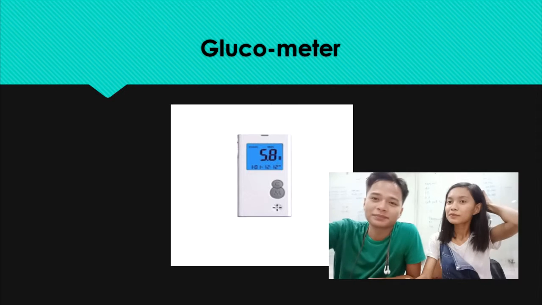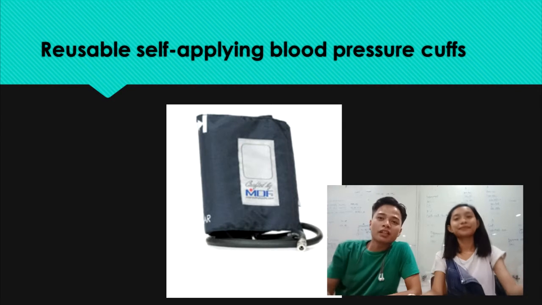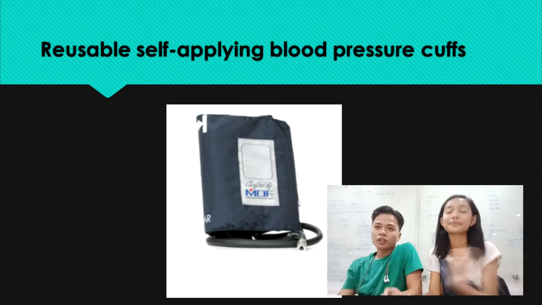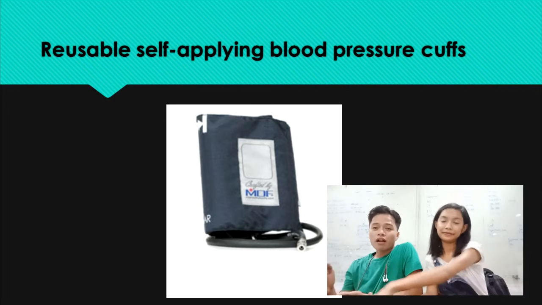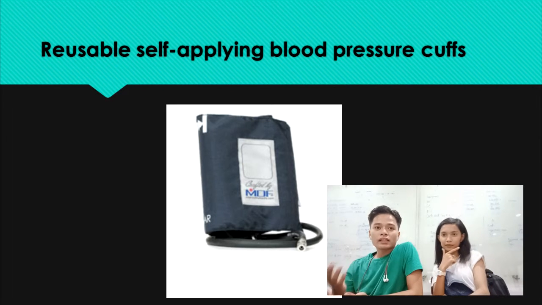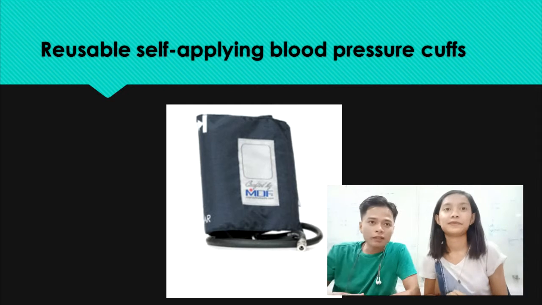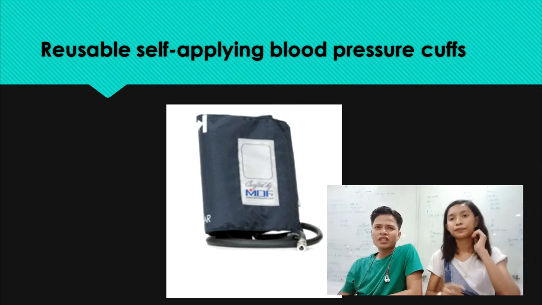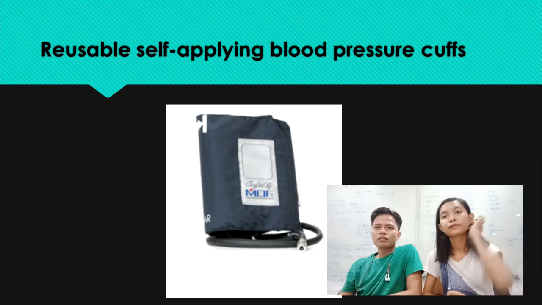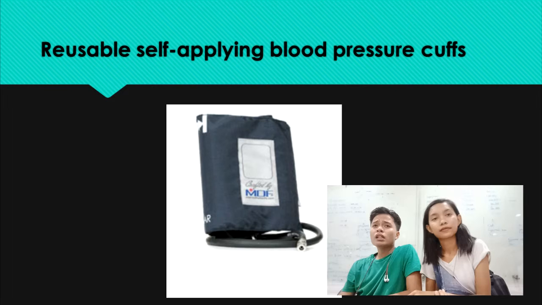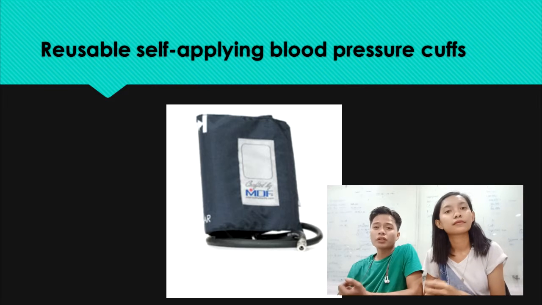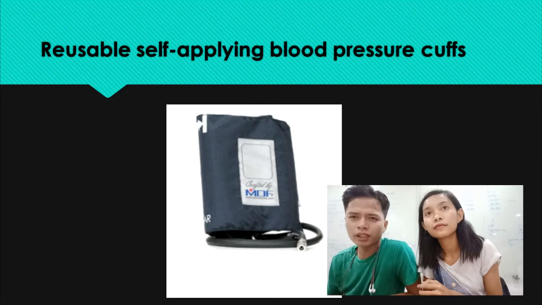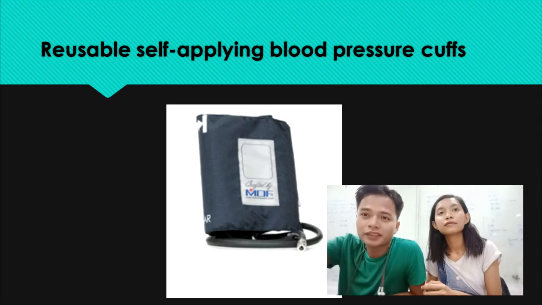The next one is the reusable self-applying blood pressure cuff. Each cuff measures the systolic, mean, and diastolic blood pressure all in a single measurement. So this device is only for blood pressure.